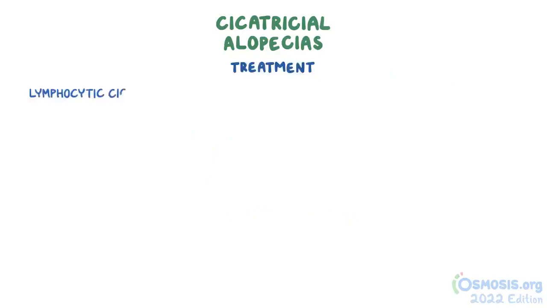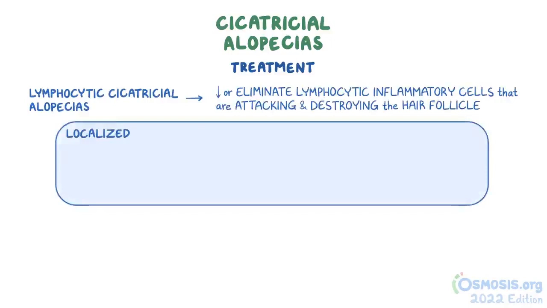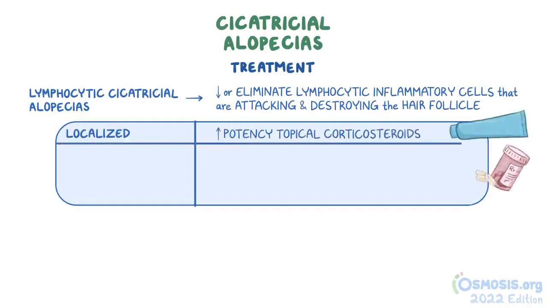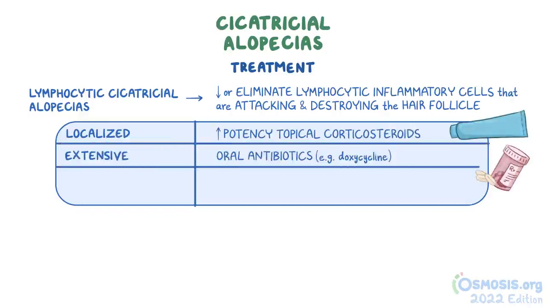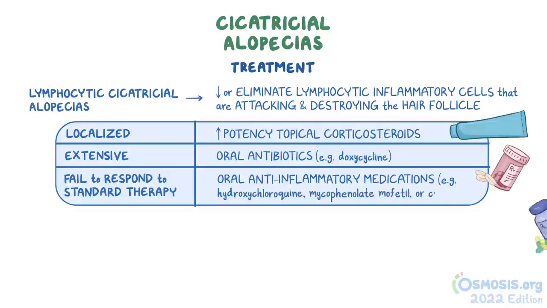The goal in lymphocytic cicatricial alopecias is to decrease or eliminate the lymphocytic inflammatory cells that are attacking and destroying the hair follicle. Individuals with more localized disease can be treated with high-potency topical corticosteroids. On top of this, individuals with more extensive disease can also get oral antibiotics like doxycycline. Finally, individuals who fail to respond to standard therapy with topical corticosteroids and antibiotics may be given oral anti-inflammatory medications like hydroxychloroquine, mycophenolate mofetil, or cyclosporine.